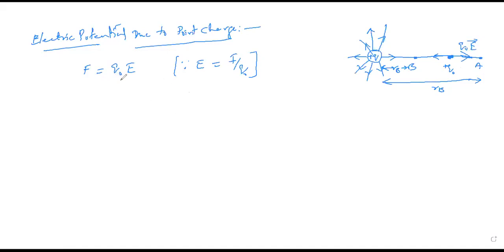Now, suppose I want to forcibly move this point test charge towards the point B. Then the force exerted, which is in the opposite direction, I can write as minus Q naught into E. Correct or not? Because it is moving towards the opposite direction of the charge. Whenever it is in the opposite direction, it should be taken as a negative distance.